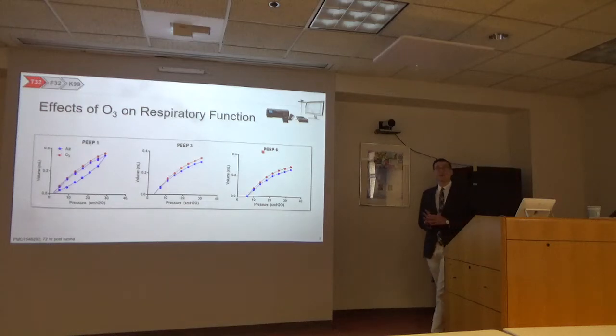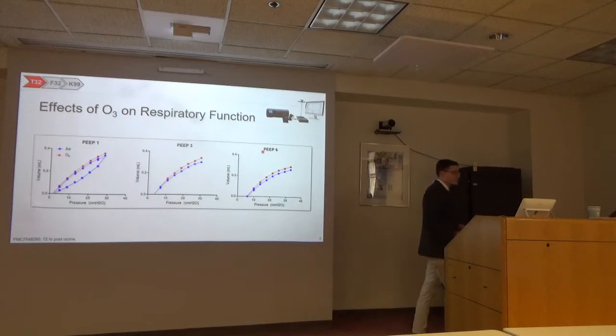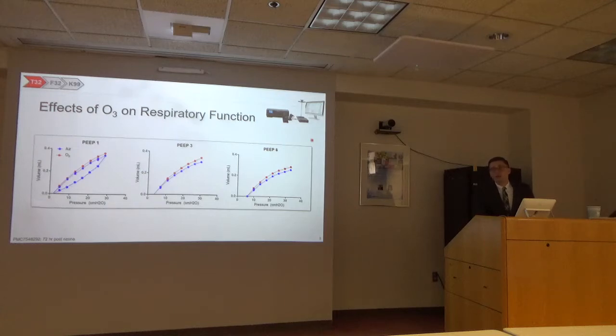Another thing we do is look at the effects of ozone on respiratory function. We do this using a flexiVent instrument, which is shown here in the top right. This is essentially a small animal ventilator that we can hook up live anesthetized mice to. Then the instrument performs various perturbations, which allow us to quantify different respiratory parameters. The perturbation I'm showing you here is called a pressure volume loop, or a PV loop.